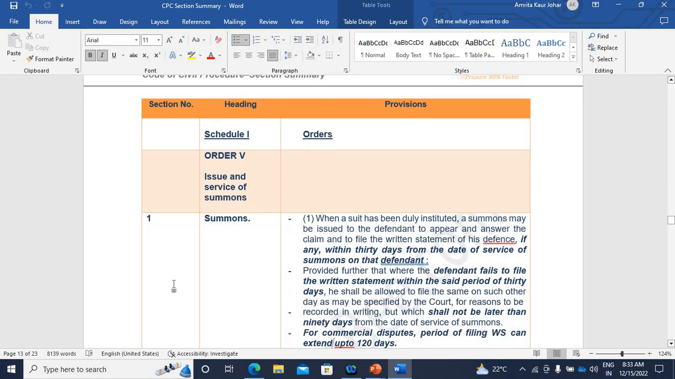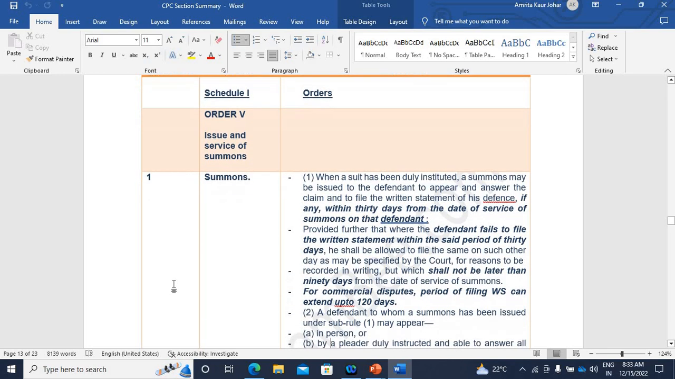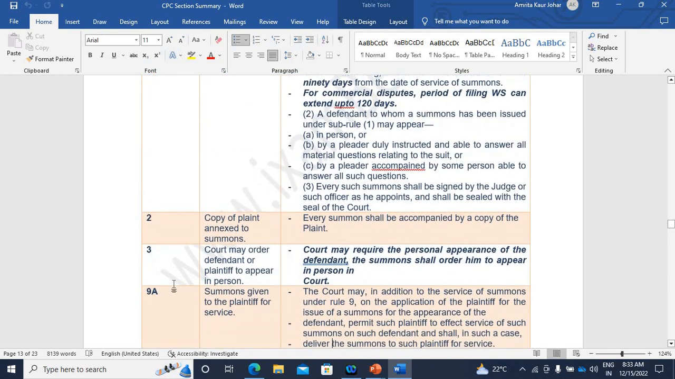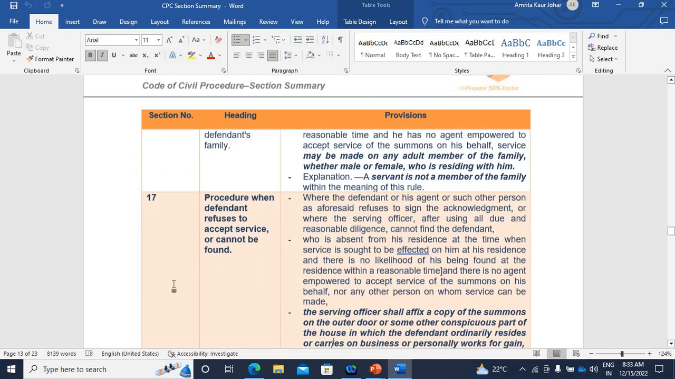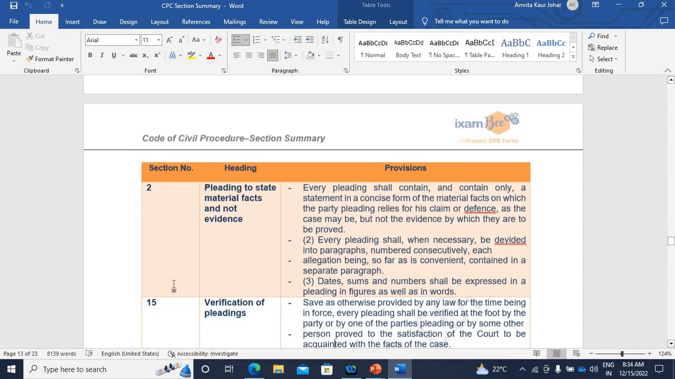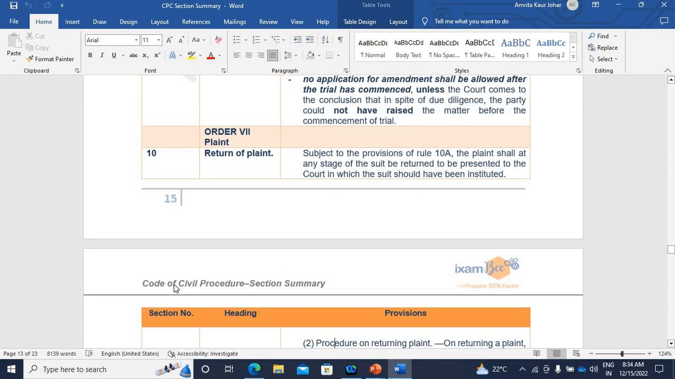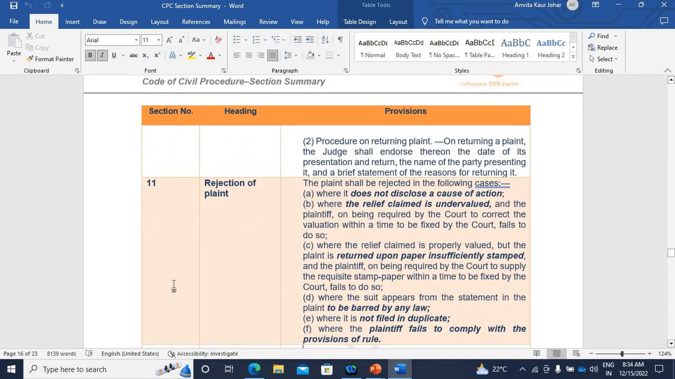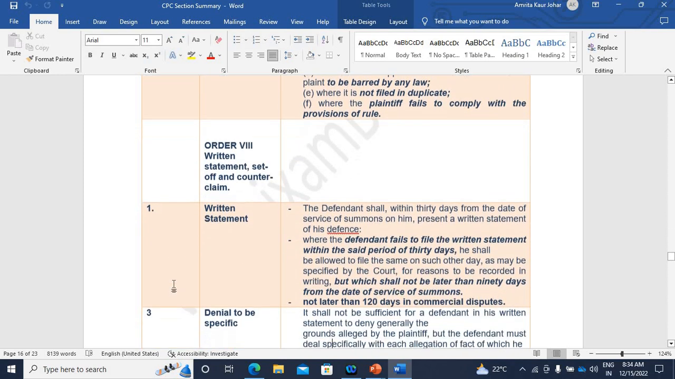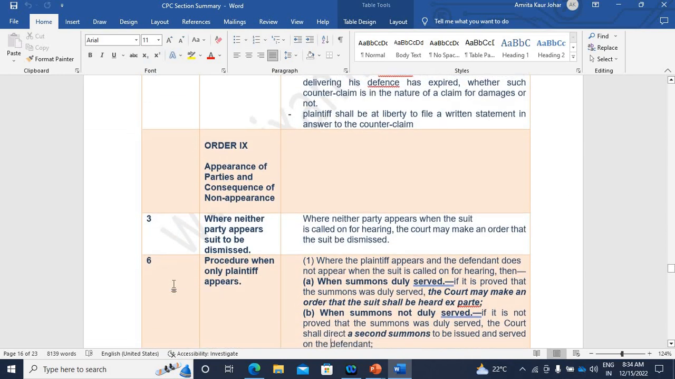And if we talk about the orders, very selectively, the most important orders have been covered here. Like order 5, summons is very important. Some rules are very important out of that. 17, 20, substituted service. Then moving ahead with plaint, written statement, सेट ऑफ, काउंटर क्लेम का कंसेप्ट, रिजेक्शन ऑफ प्लेंट. तो ये कुछ ऐसे ऑर्डर्स हैं जो बहुत लैंडमार्क हैं, तो ये आपको बहुत अच्छे से करके जाना है.